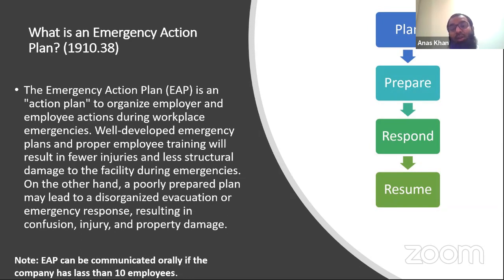This emergency action plan, if you have 10 or more than 10 employees in the company, you need to have documented. But if you have less than 10 employees, then no problem, you can communicate it verbally. No need for documentation, as required by OSHA. But I would suggest that you must have a documented emergency action plan, and it must be communicated to employees on the very first day before they go to work. This should be part of your safety induction program. This should be part of your toolbox talk. So from time to time you need to make them aware.